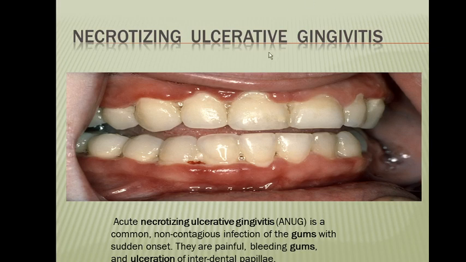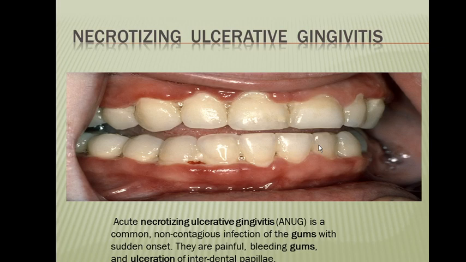Can you see here? Look at this slide. Here, this is the interdental papillae between the teeth. We call it interdental papillae. There is ulceration here. And of course, the gums are painful because of the swelling, due to infection. And then also the gums bleed on brushing or maybe by themselves like this. So this is how we can diagnose acute necrotizing ulcerative gingivitis.